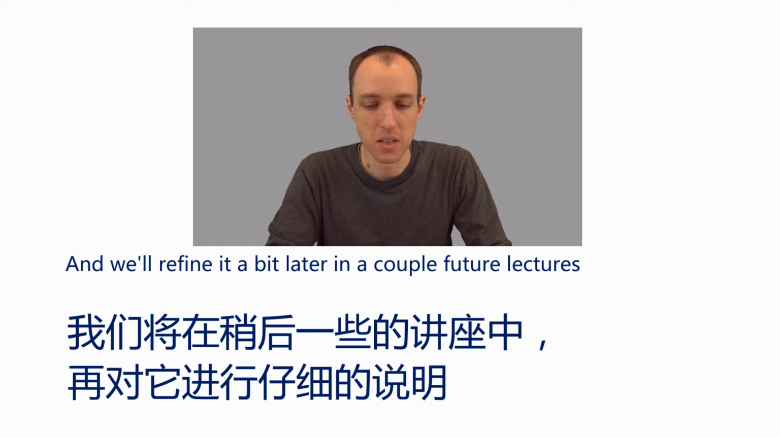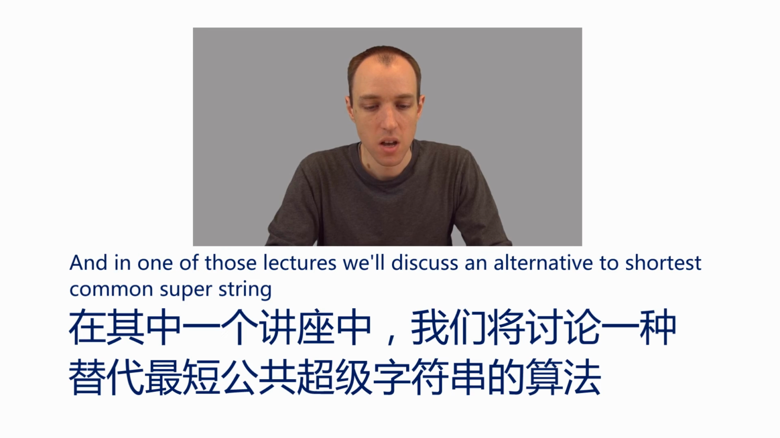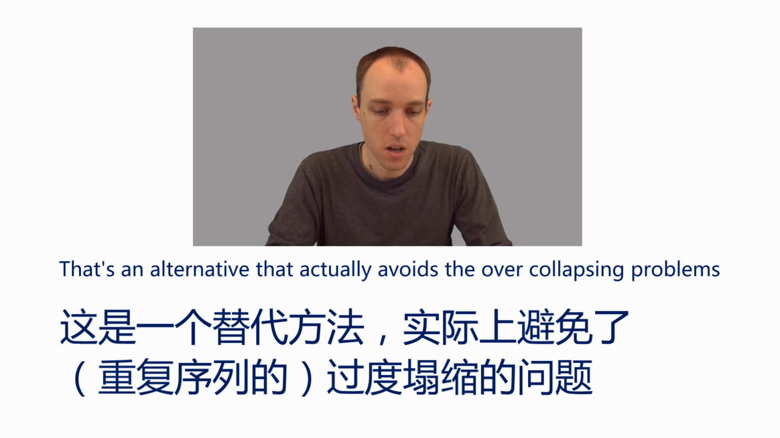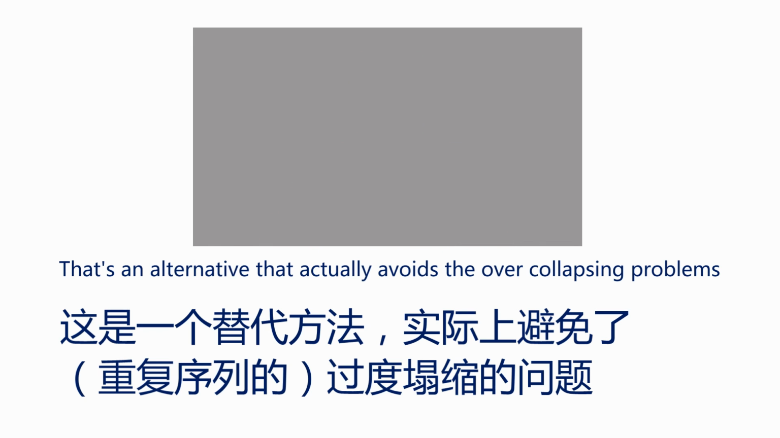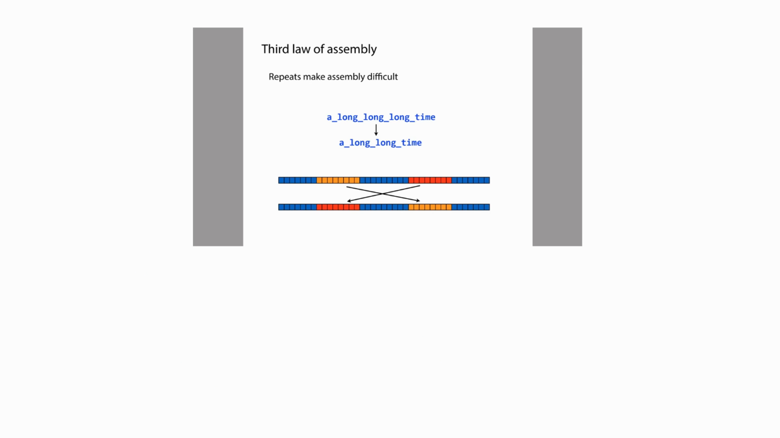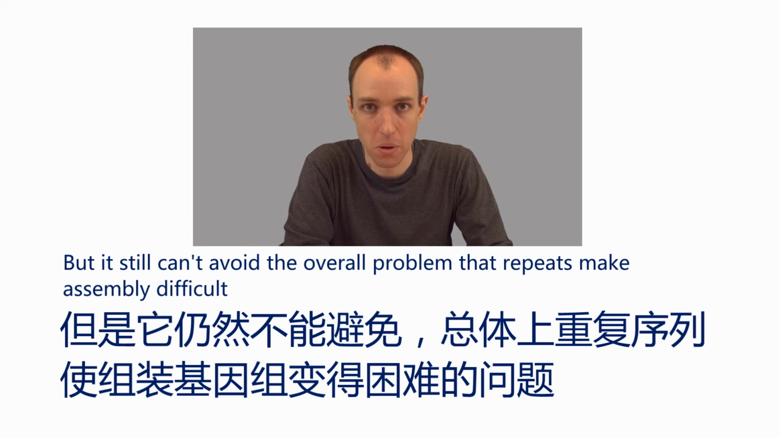The way that we've stated the third law of assembly here is a bit imprecise, and we'll refine it a bit later in a couple of future lectures. In one of those lectures, we'll discuss an alternative to shortest common superstring, which is called the de Bruijn graph and the Eulerian walk method. That's an alternative that actually avoids the overcollapsing problem. So it avoids this particular problem. But it still can't avoid the overall problem that repeats make assembly difficult.